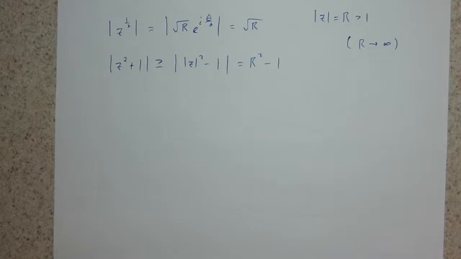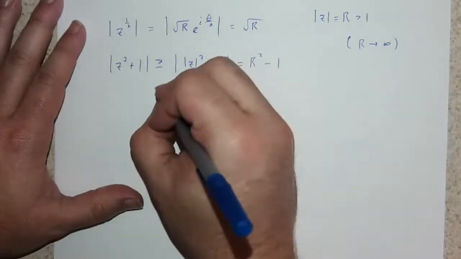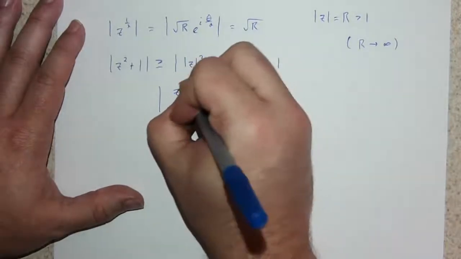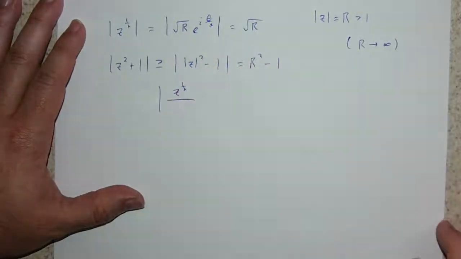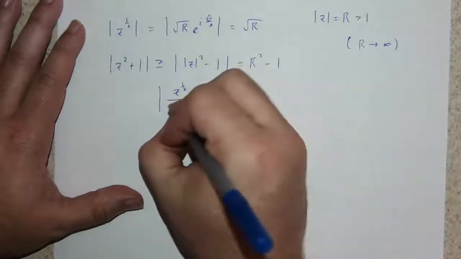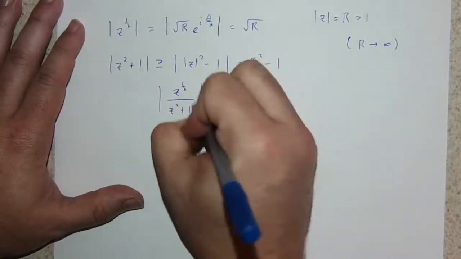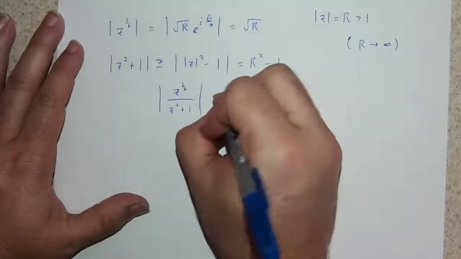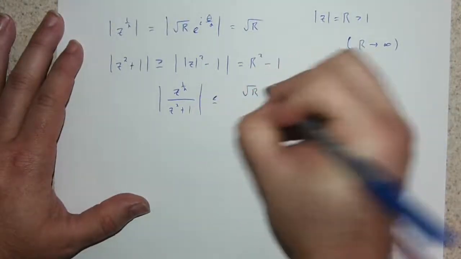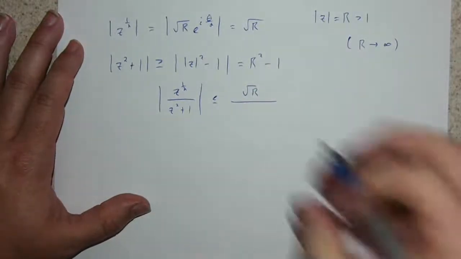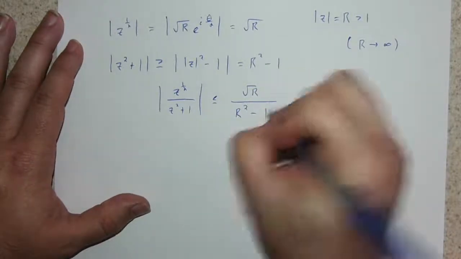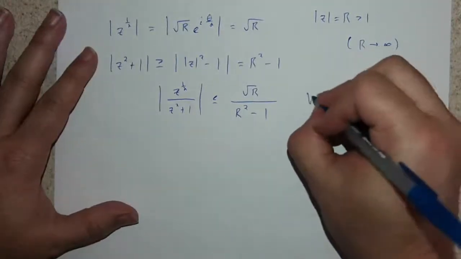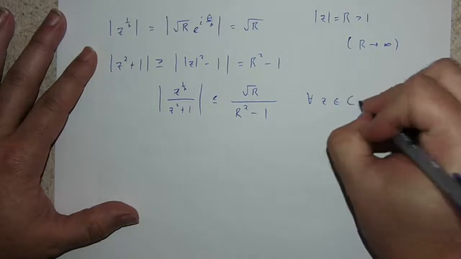And so when I look at the modulus of the ratio, square root of z over z squared plus 1, what is this? Well, this is going to be less than or equal to square root of r over r squared minus 1. And that's going to be true for all z on this curve c sub r.